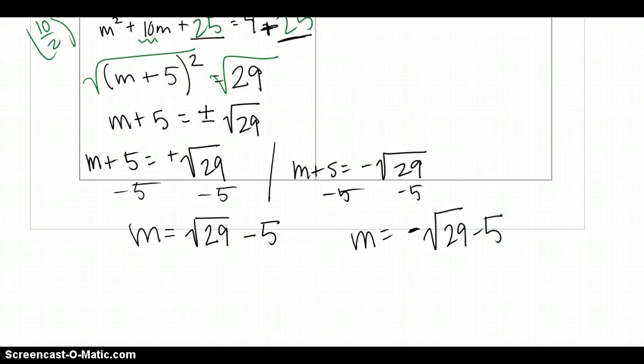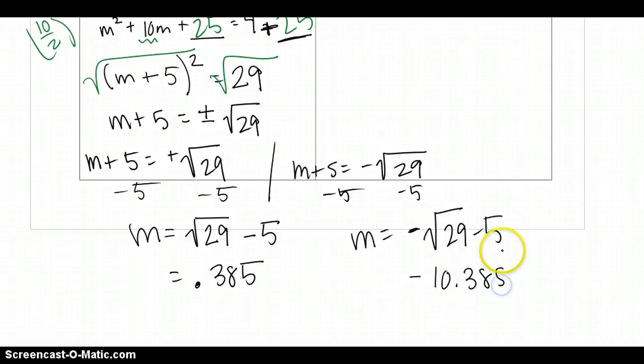Now try plugging those into your calculators and make sure you are plugging it in correctly. When you plug in the square root of 29 and then outside of the root minus 5, you should get 0.385. When you plug in negative square root of 29, the negative is outside the square root, and then minus 5, you should get negative 10.385. So make sure you know how to plug these into your calculator correctly.